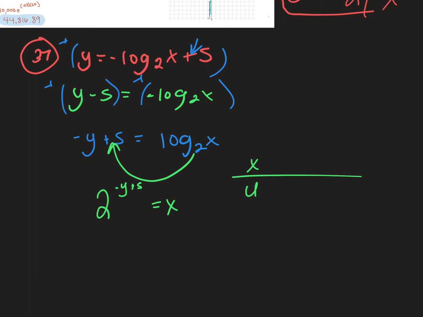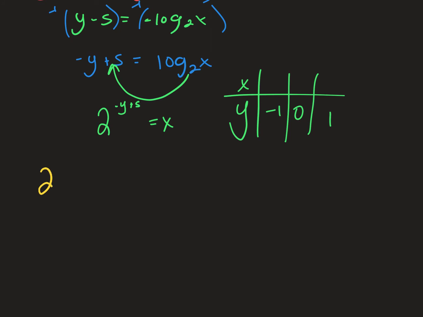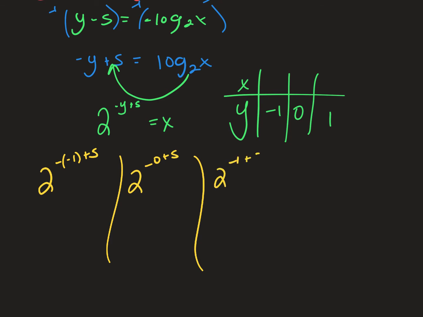And then we plug in for y. So 2 to the negative 1 plus 5, 2 to the negative 0 plus 5, and then 2 to the negative 1 plus 5. So this becomes positive, and that's 2 to the 6th. What's that? 8, 16, 64. That's 64, right? 64. Yep. And then 2 to the 5th, 32, and then 2 to the 4th. Right? Yeah, 16.